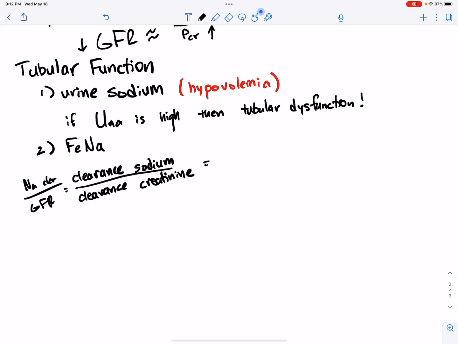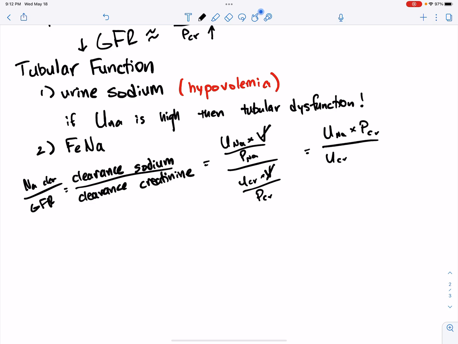And so what this looks like is, since clearance of sodium is urinary sodium times volume of urine divided by plasma sodium, we divide that by urine creatinine times volume of urine over plasma creatinine. If we cancel all these things out, we get the equation that you might recognize, UNa times PCr over UCr times PNa. It's nothing but taking the clearance of sodium and dividing it by the clearance of creatinine.